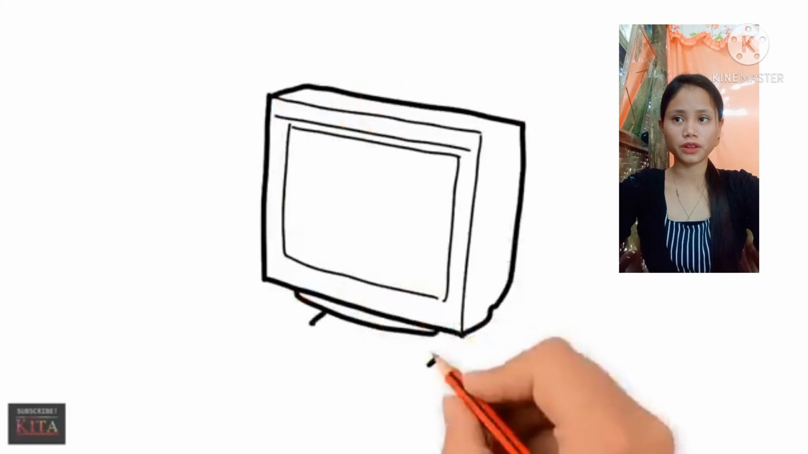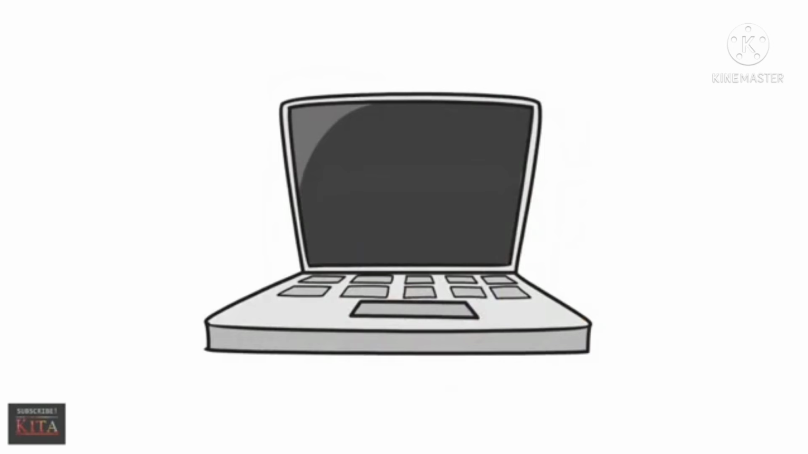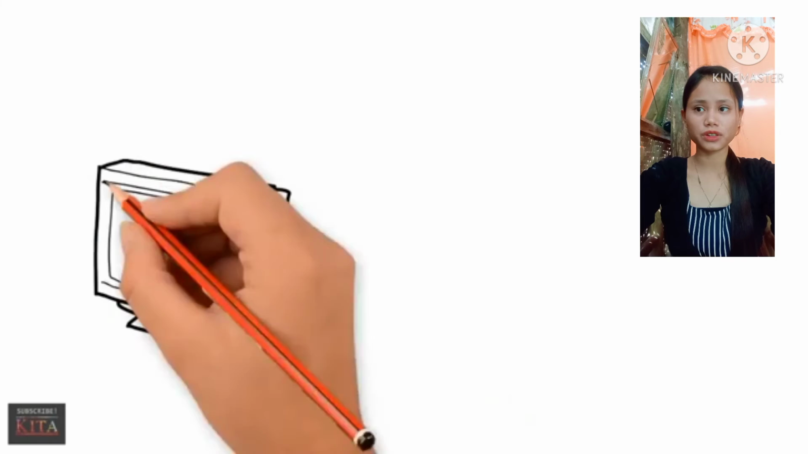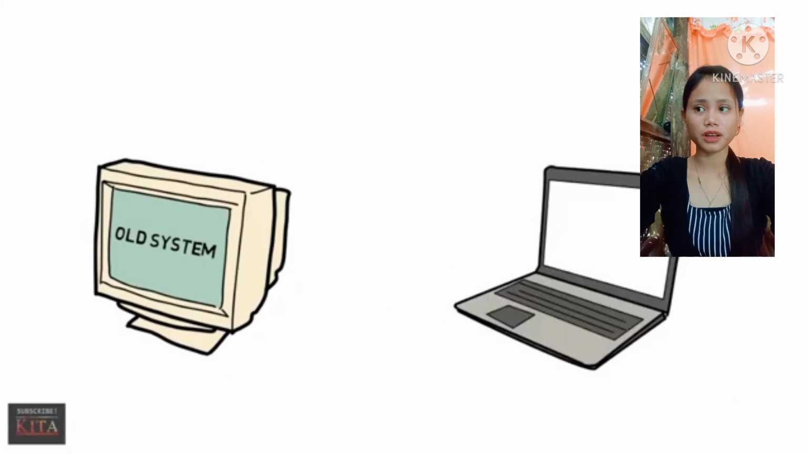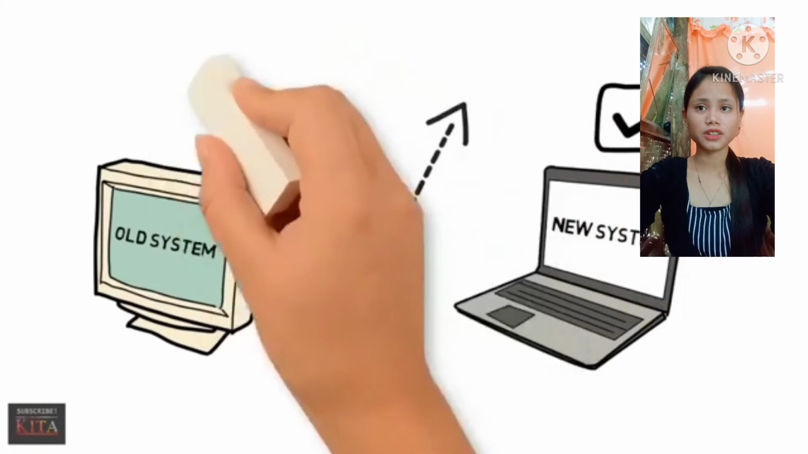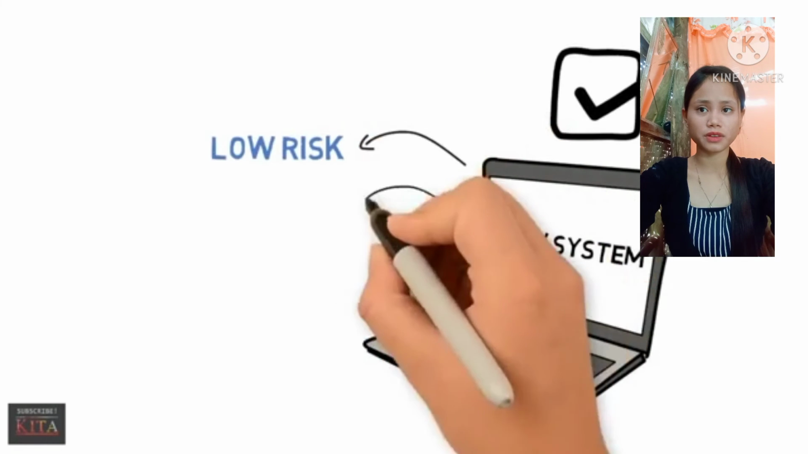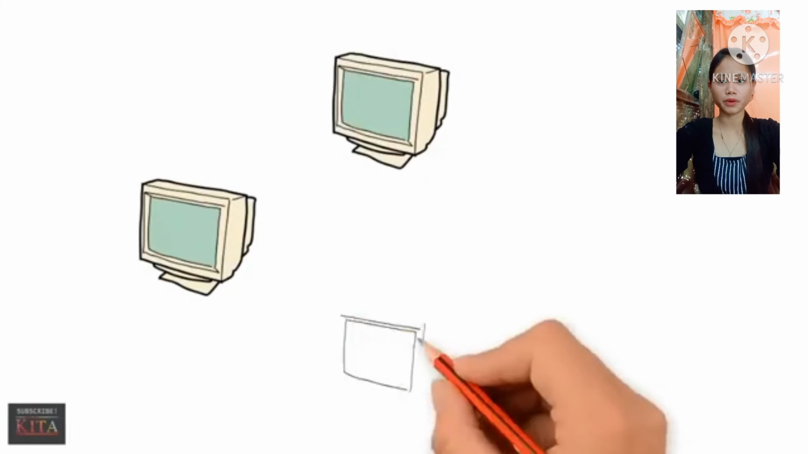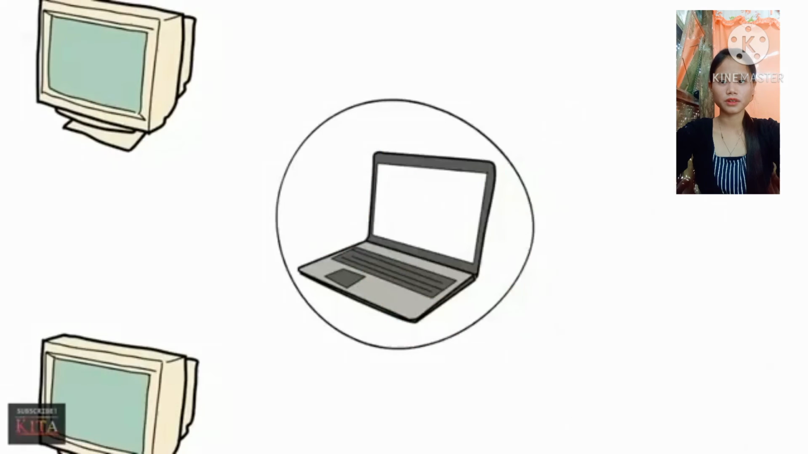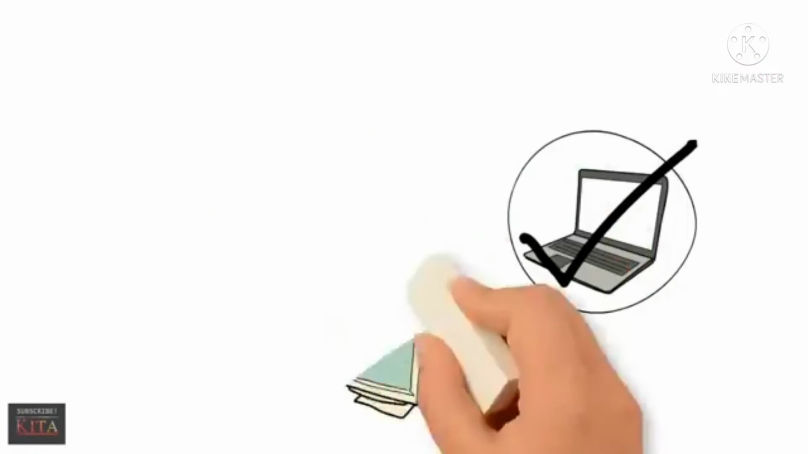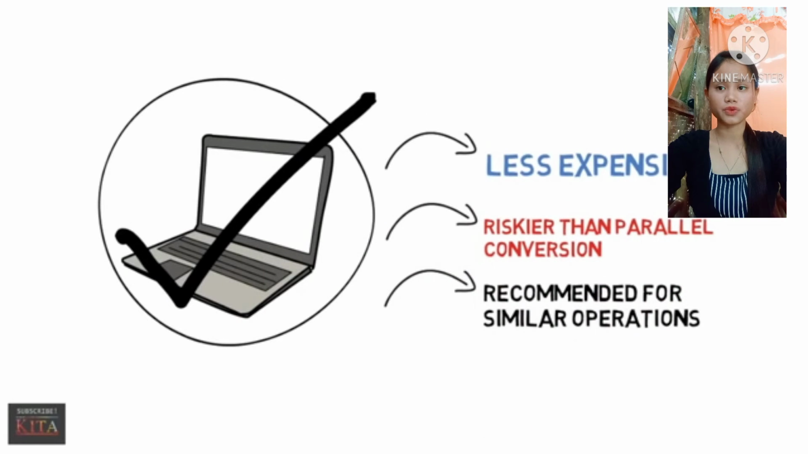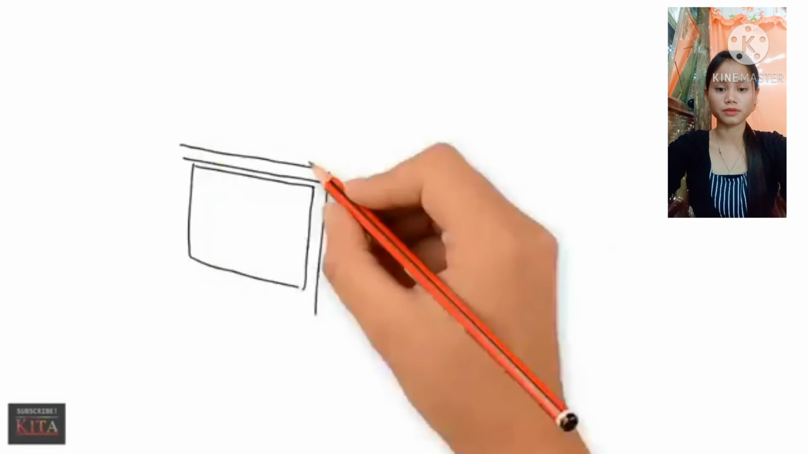Direct approach is abandoning the old system and starting up the new system. It is very risky and not recommended. Parallel approach is running the old and new side by side until the new system proves its worth. It is very low risk, however, it is very expensive and not generally recommended. Pilot approach is converting only one part of the organization to the new system until the system proves its worth. It is less expensive but riskier than parallel conversion. It is very recommended for situations with many people performing similar operations.